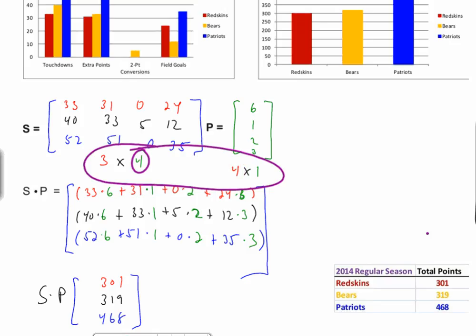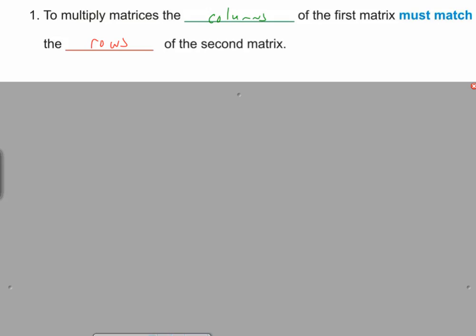All right, commutative doesn't work for every kind of situation, for every kind of operation, and it doesn't work for multiplying matrices. All right, so multiplying matrices, columns of the first must match the rows of the second.